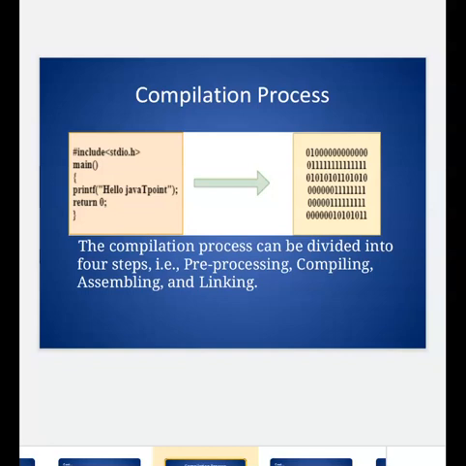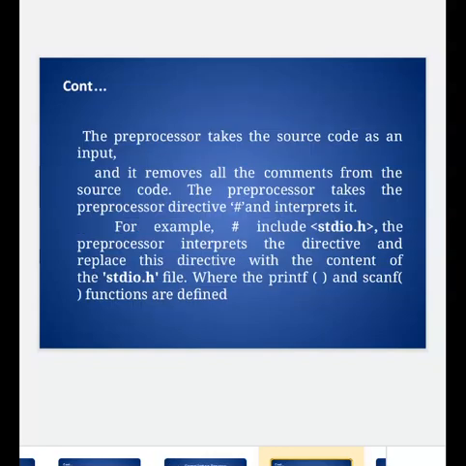The preprocessor takes the source code as an input and removes all the comments from the source code. The preprocessor takes the preprocessor directive, the hash symbol, and interprets it. For example, #include <stdio.h> in our program. The preprocessor interprets the directive and replaces it with the content of the stdio.h file, where the input and output functions like printf and scanf are defined.